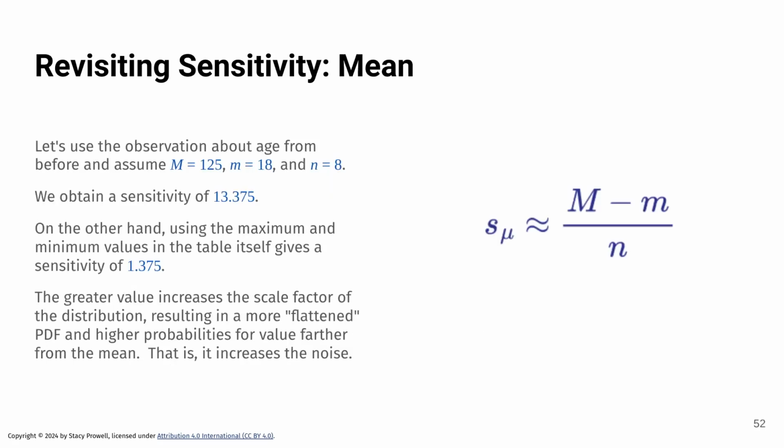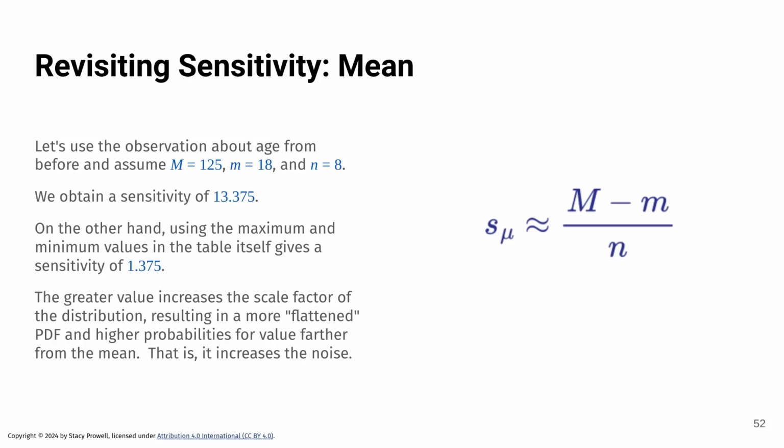And here's what most people typically use. Remember, we used M minus m for the sum. We used 1 for the count. And so we can combine that and wind up with big M minus little m over n as our approximation for the sensitivity of the mean or the average. And so if you plug in values we decided on earlier for age, the maximum 125, the minimum of 18, total size of our data set was 8, we wind up with a sensitivity of 13.375. That's way higher than the sensitivity we initially got. On the other hand, if we use the maximum and minimum values in the table itself, we get 1.375.